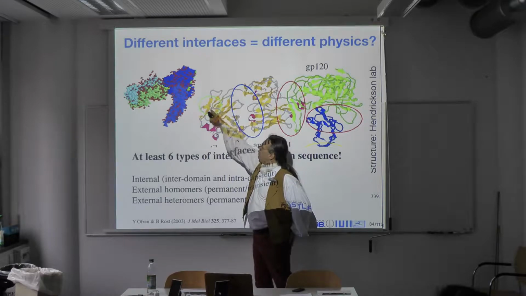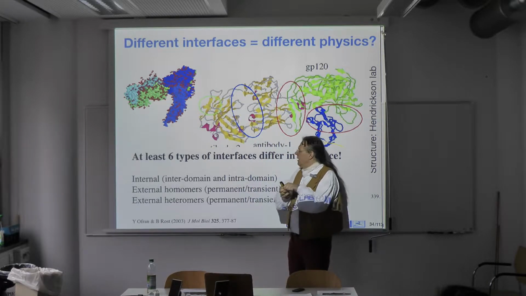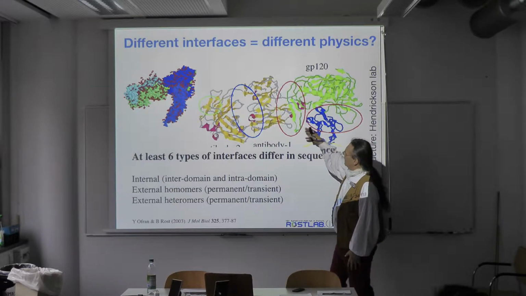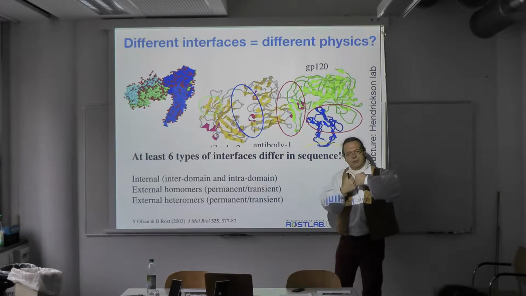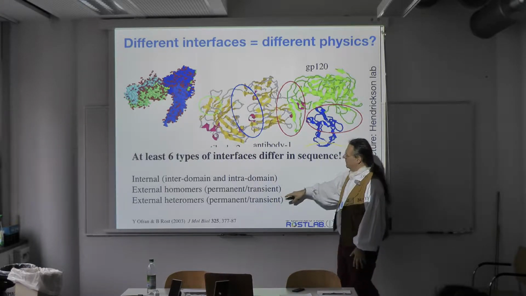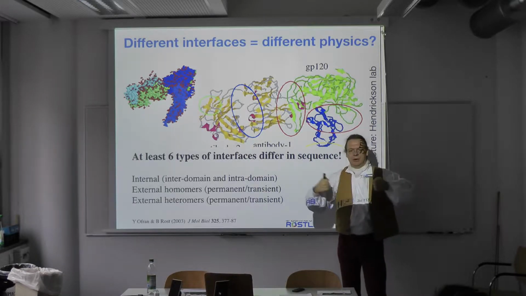So in this green one here, this is an interface between two residues inside of a protein. Okay? Then there are sort of external homomers here. So you have the same thing that is forming a dimer. So there are two copies of the same thing, they bind each other. And then there are transient protein interactions. Transient, what it means is they go on and off.